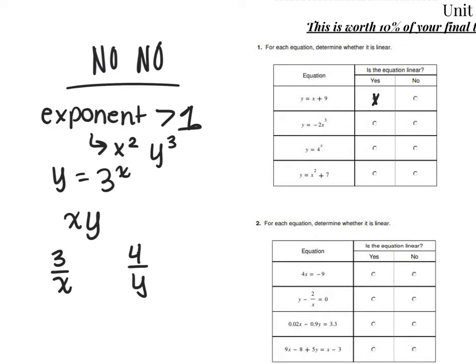Number 2, I see the exponent right away. That's a no. Same thing for number 3, and the same thing for number 4. So you see those exponents, that means it is not linear. Linear means something is a straight line. Again, the exponents make it a curve.